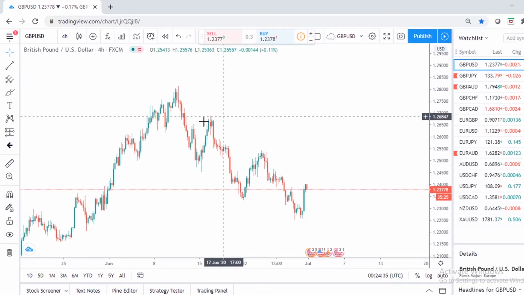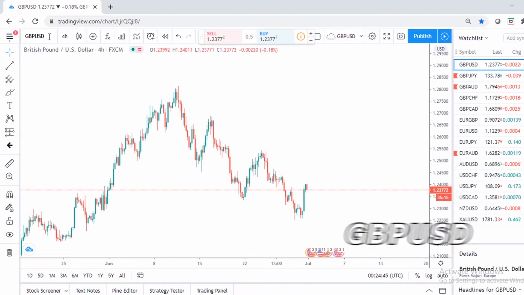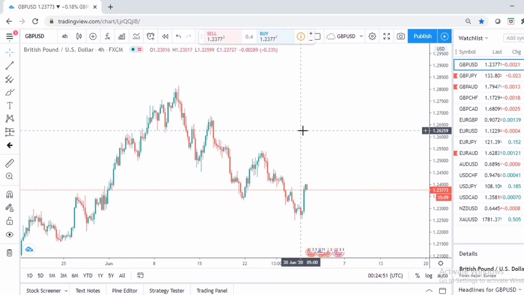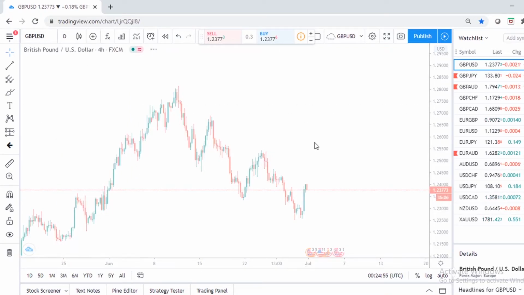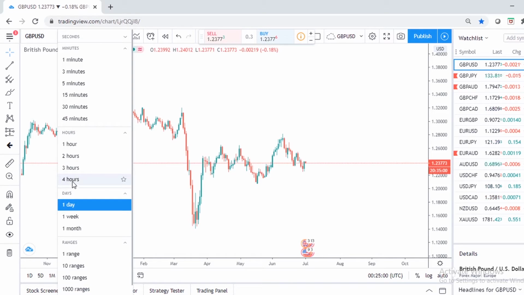Okay? So dito, this is a blank chart. And the trade setup that I am going to show you is from GBP/USD, Great Britain Pound versus US dollar. Previously, we were on the daily chart. Ito. Ayan siya sa daily chart. Pero ngayon, punta tayo sa 4-hour chart.